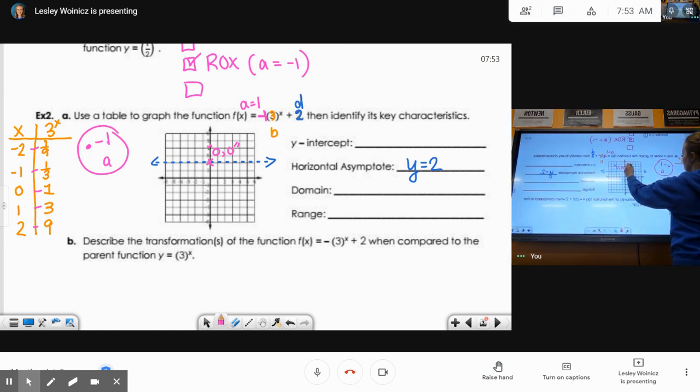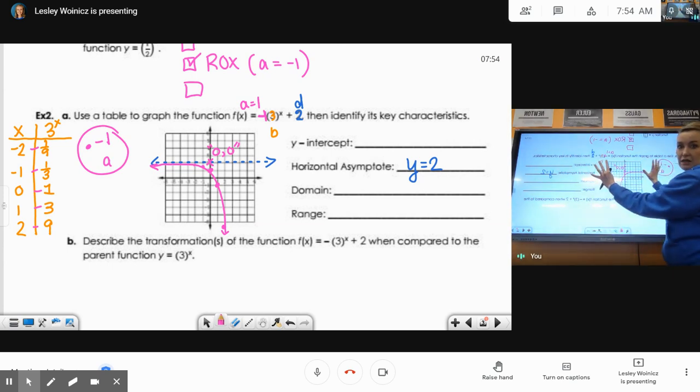So left 2 from my fake 0, down 1/9. Left 1, down 1/3. I'm just using this table to graph the points from my fake origin. Right or left 0 and down 1, right 1, down 3, right 2, down 9. It puts me 1 off my grid. Okay, so not only has this been reflected, but it's also been shifted up 2 units.